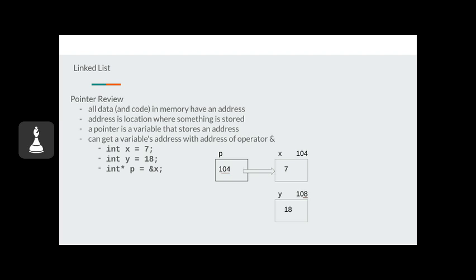So once again, ampersand x means get not the value of x, but the address of x, and put that value in p. So now p points to or refers to the variable x. And we could have said p equal ampersand y, in which case we'd have p pointing to y instead of x. So just a review of pointers, addresses, and the address operator.